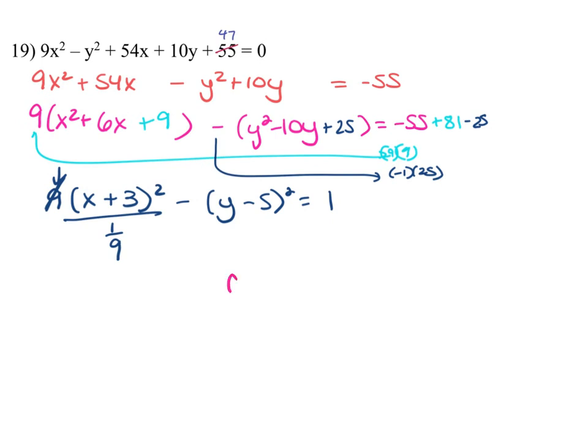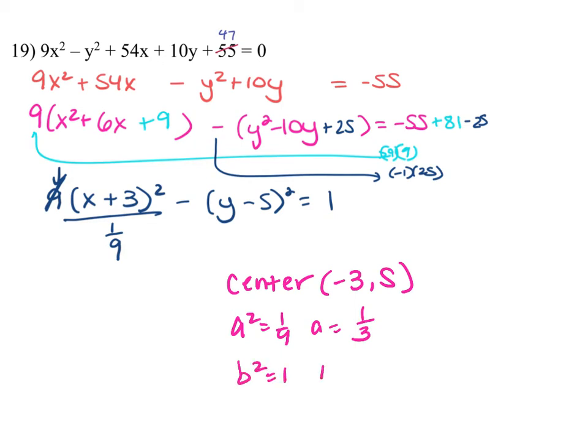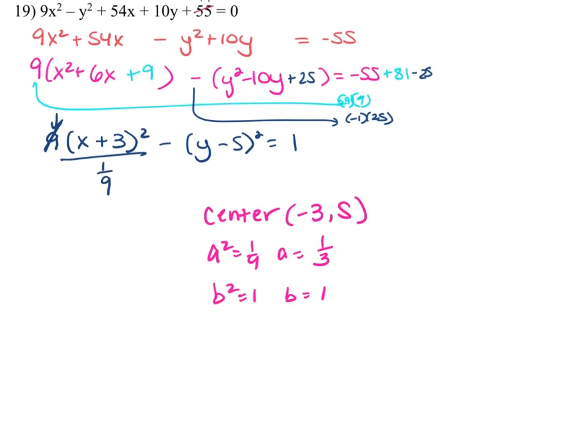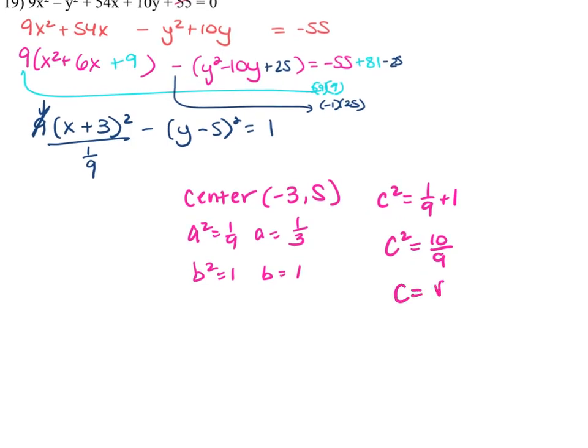And then from there, your center is negative 3, 5. I know it's a hyperbola. The a squared is 1/9, so the a is 1/3. The b squared is 1, so the b is 1. C squared would equal a squared plus b squared, 10/9. So c would equal the square root of 10 over 3.